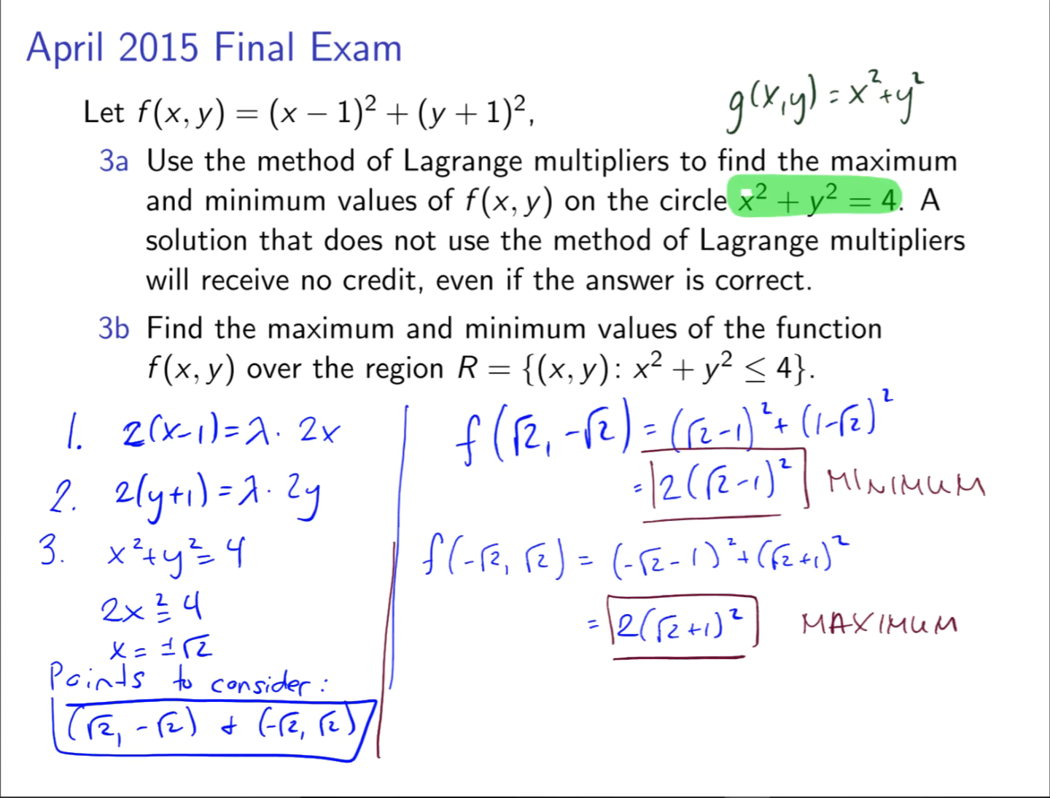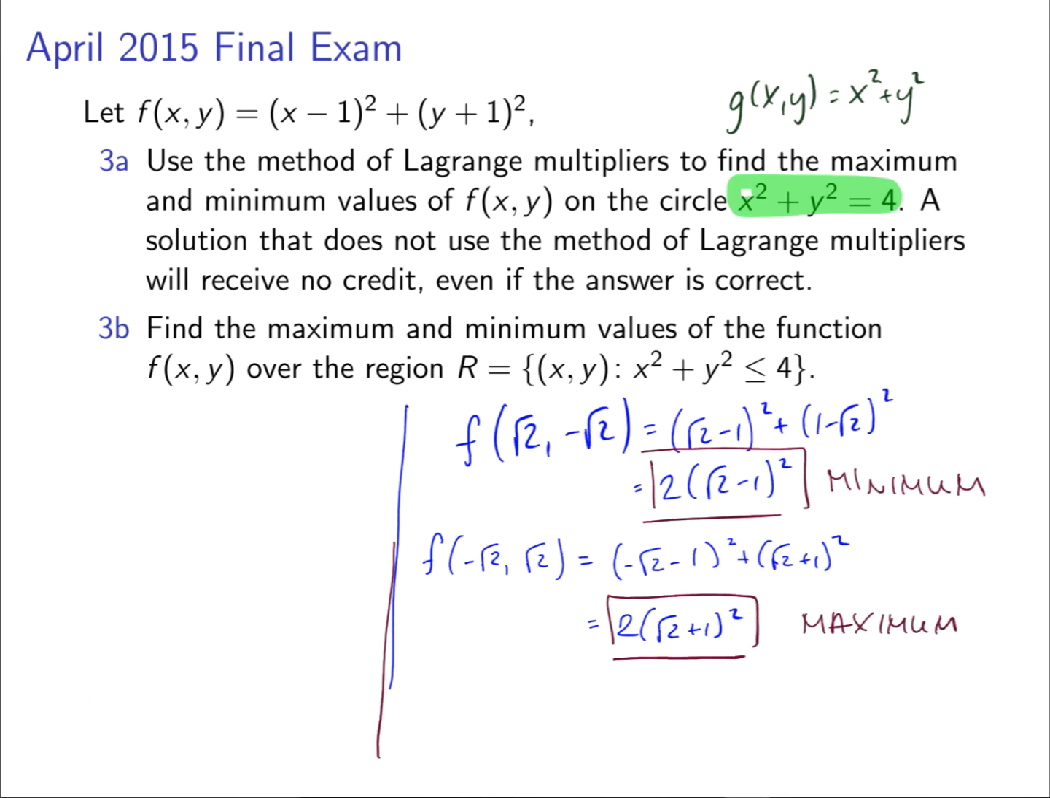There's a part B to this question, and the part B asks us about a region with both a boundary and an interior. The region in question is just a circle of radius 2, centered at the origin. And we have already found the max and min along the boundary. Along the boundary, part A has already told me what the max and mins are. Here at positive root 2, negative root 2, this is my min. Here at negative root 2, positive root 2, this is my max.